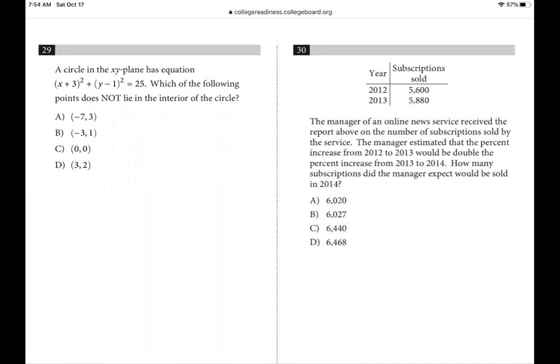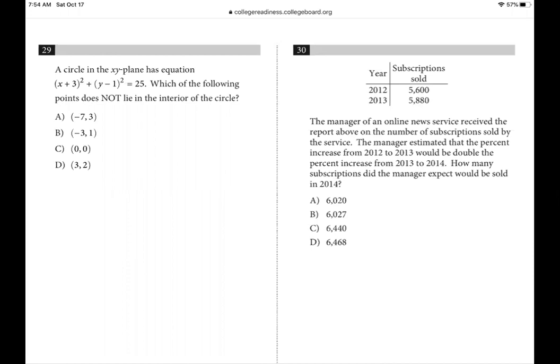This is test number 7, section 4, which you are allowed to use a calculator for, questions 29 and 30. Please find the link to the official SAT tests in the description below, as well as links to the other pages of this section. If you would like to try these two problems without any hints, please pause now. I'll go ahead and provide a few hints, and then we will go through them in more detail.